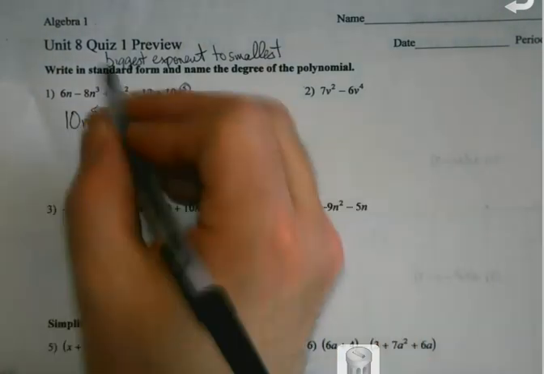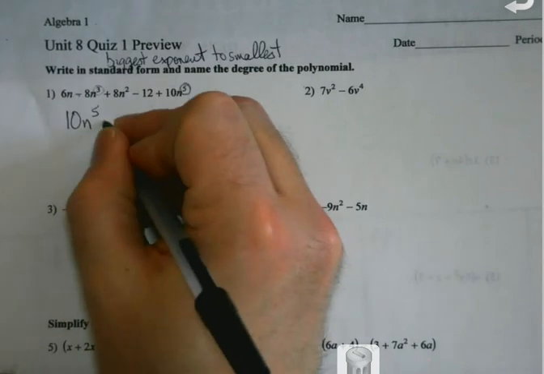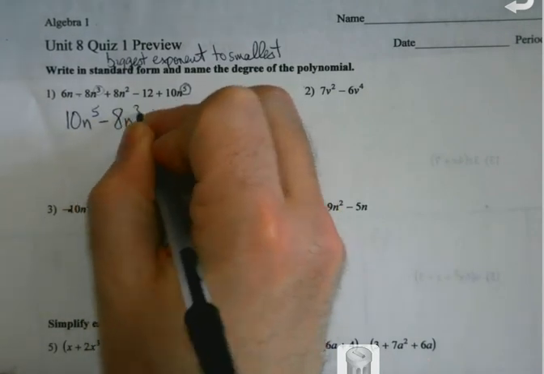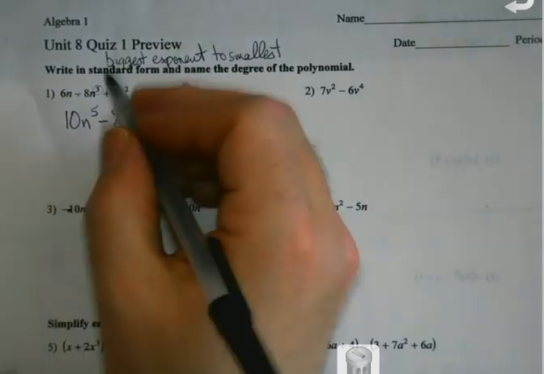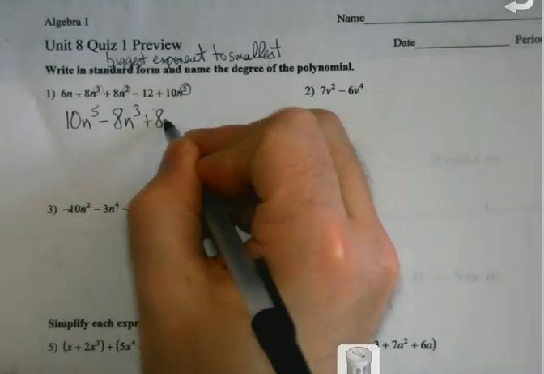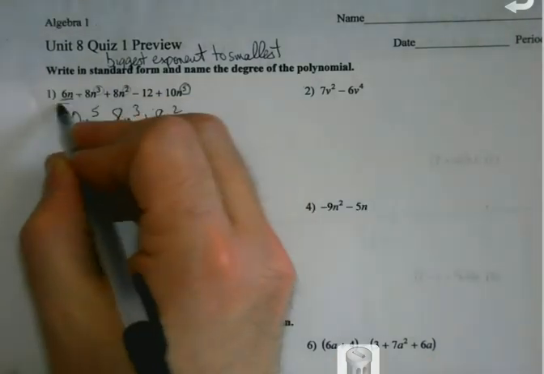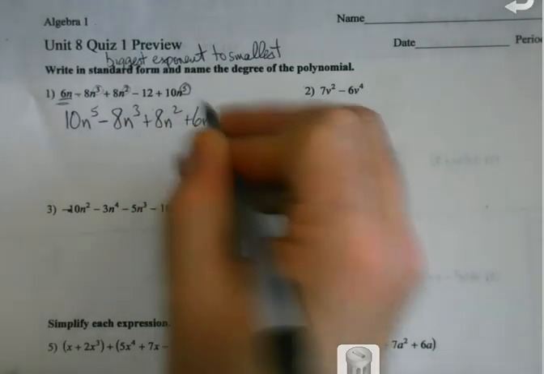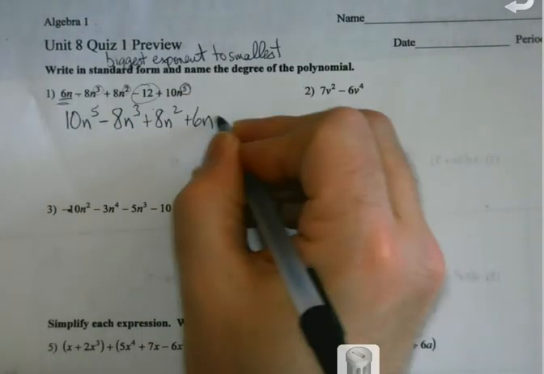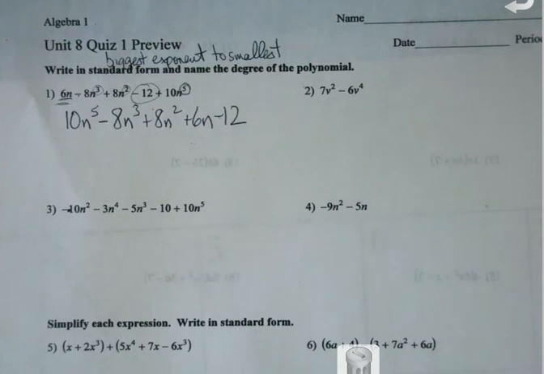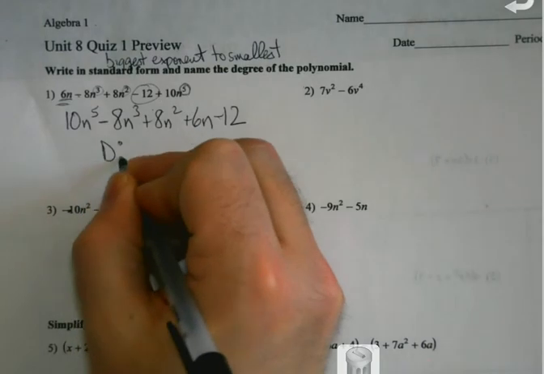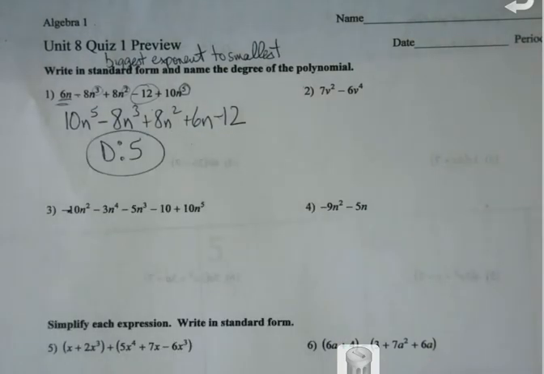So I don't see 4, but I see 3. Take the sign with it. Then I see 2, take the sign with it. And then I see 1, and that's positive. And then I see my constant. Now it's in standard form. And then the degree just comes from taking the biggest one. My degree is 5. And I'm good.